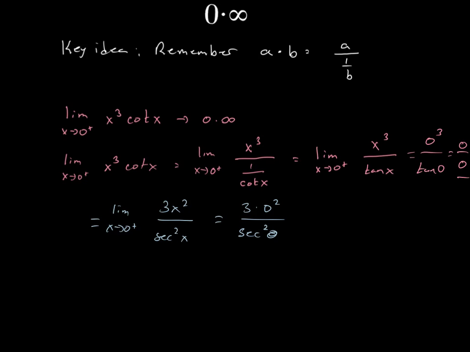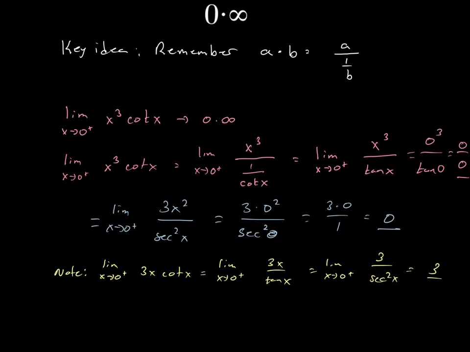And I know secant is the reciprocal of cosine. Cosine of 0 is 1, so secant of 0 is also 1. So that's going to be 3 times 0 over 1. So this limit comes out to be 0. So the limit as x approaches 0 from the right of x cubed times the cotangent of x is equal to 0.